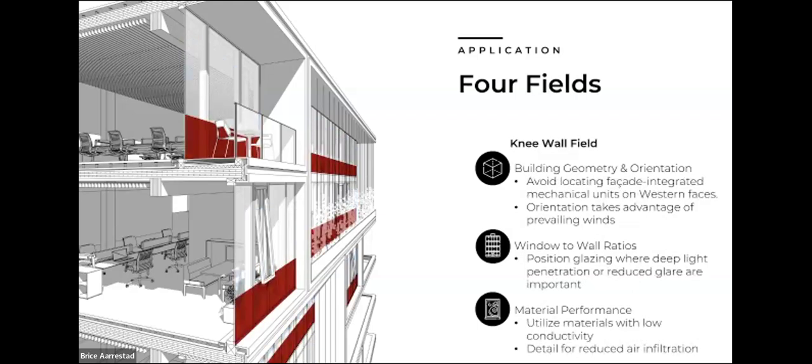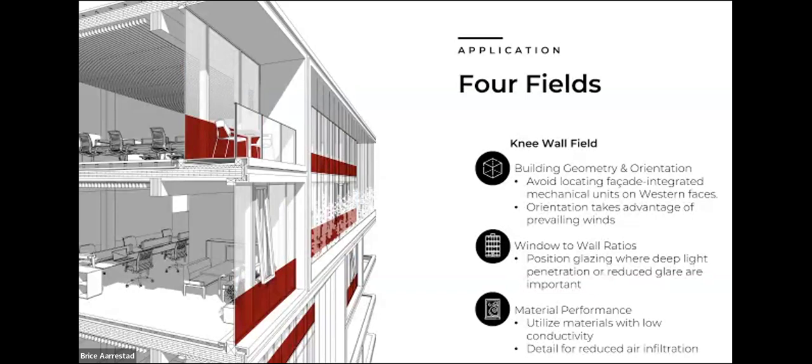Looking at knee wall conditions, again, avoid locating facade integrated mechanical units on western facades, thinking about in-wall units that you'll see in hospitality projects. Oftentimes you can't avoid them, but in some places you might be able to relocate those mechanical units so they're not being inundated by the sun.